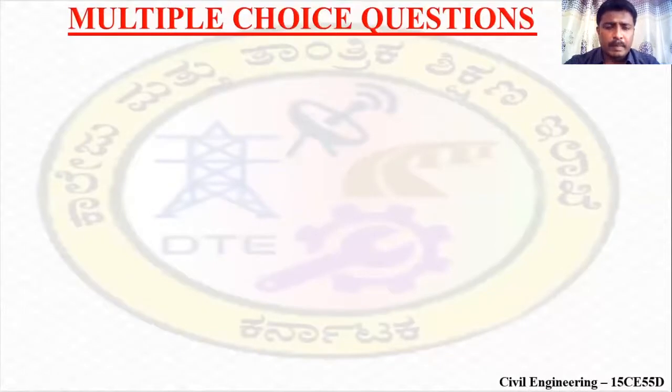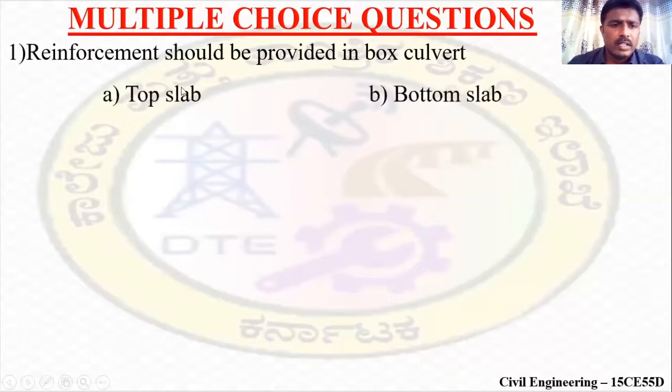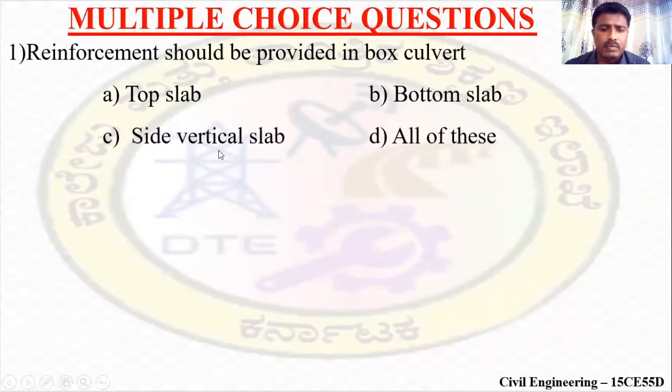Next is multiple choice questions. First question is, reinforcement should be provided in a box culvert. Option A, top of slab. Option B, bottom slab. Option C, side vertical slab. Option D, all of these. Answer is option D. Reinforcement should be provided in a box culvert in the top slab, side vertical slabs and bottom slab.